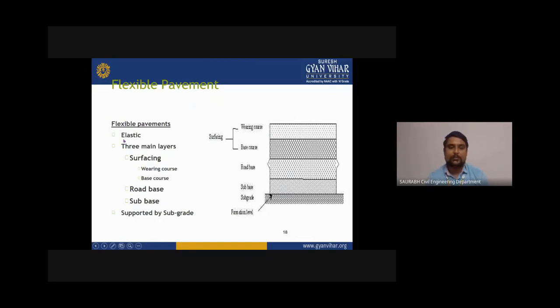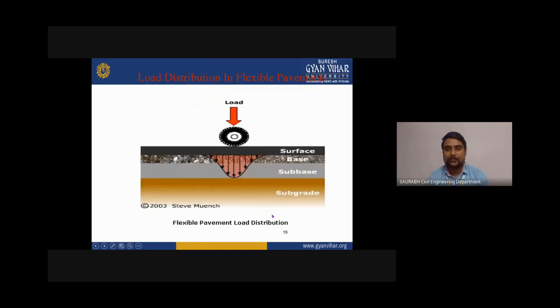Now we will see the flexible pavement, and it is elastic. Three main layers will be there: surfacing, bearing course, base course. These three layers will be there, and road base and sub base are supported by the subgrade. As you can see here, this is supported by the subgrade.